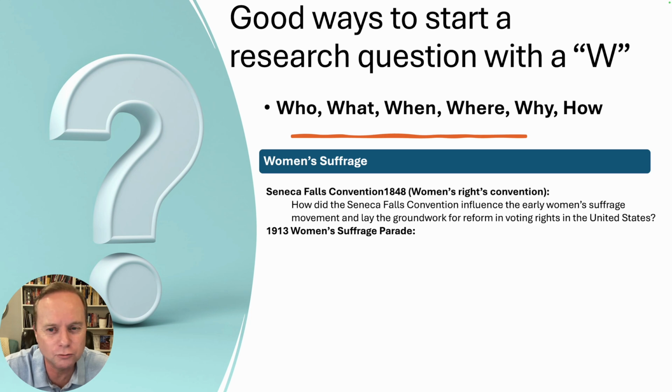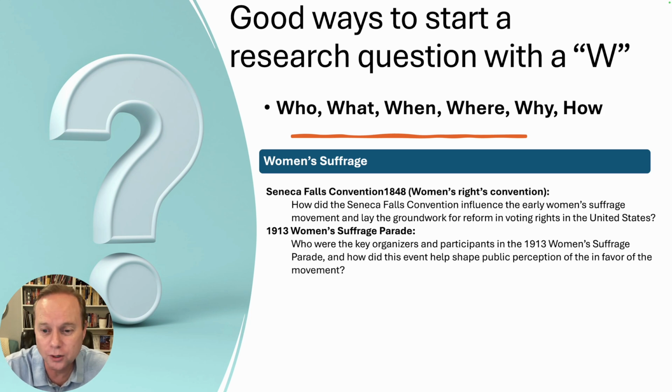That's a really easily Googleable answer, so I don't really like that one. Where did it take place? It's really easily Googleable. I don't really care for that one in this case. Why? That's an important one here. Why did the women's suffrage parade take place? That would be a decent one. How? How did it get to this place? Who were the key organizers and participants in the 1913 Women's Suffrage Parade, and how did this event help shape public perception in favor of the movement?